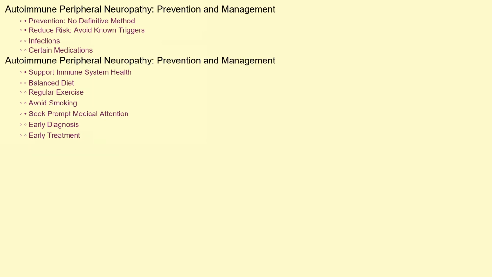Unfortunately, there's no definitive way to prevent autoimmune peripheral neuropathy. However, avoiding known triggers, such as certain infections and medications, may help reduce the risk. Maintaining a healthy lifestyle, including a balanced diet, regular exercise, and avoiding smoking, can also support overall immune system health. If you experience any symptoms suggestive of peripheral neuropathy, it's essential to seek prompt medical attention for early diagnosis and treatment.